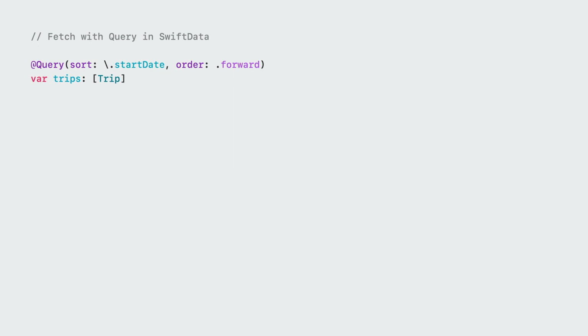I'm also defining a sort order for the query. I want to sort it according to my trip start dates in forward order, such that the closest upcoming trip is at the top. Query can also be used for use cases that would need to include a predicate.